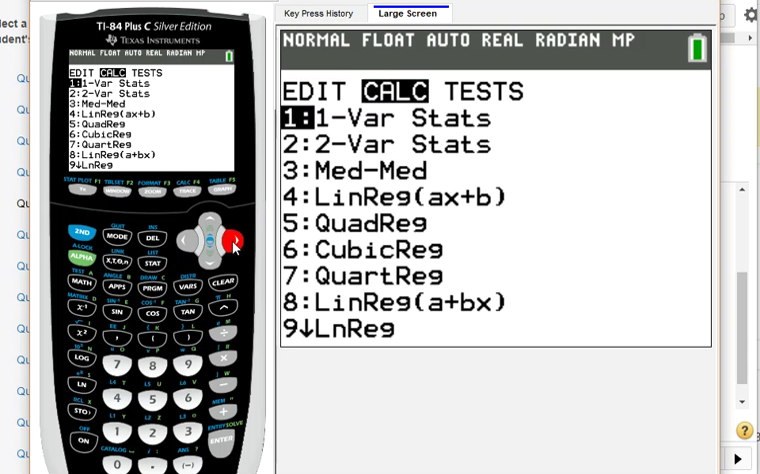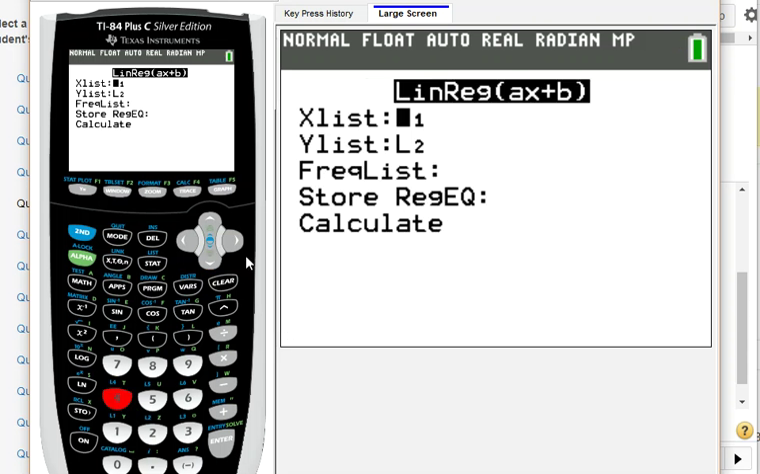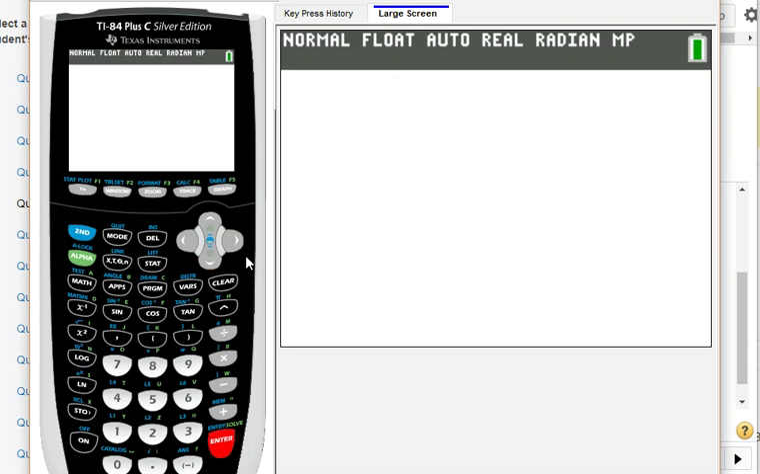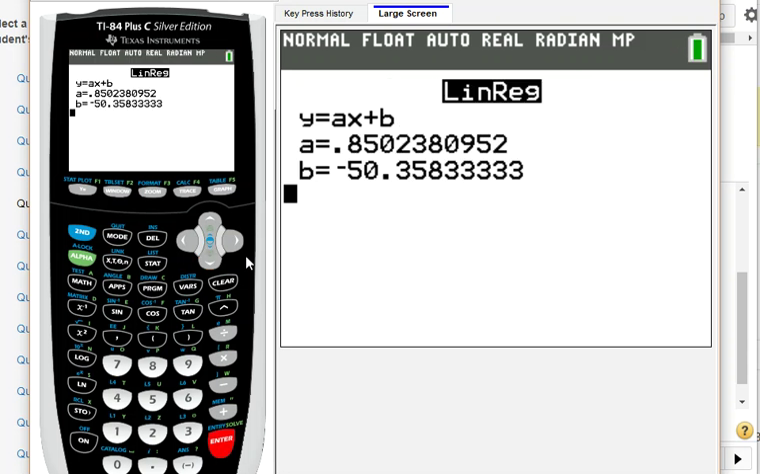There are lots of options here for different kinds of models you can choose. We want linear regression because we want the equation to be a straight line, to make our data look like a straight line. So we're going to choose option 4, linear regression. Then we have to go down, down, down to calculate, and then we can hit enter. So the linear regression model would be negative 0.85x minus 50.358.